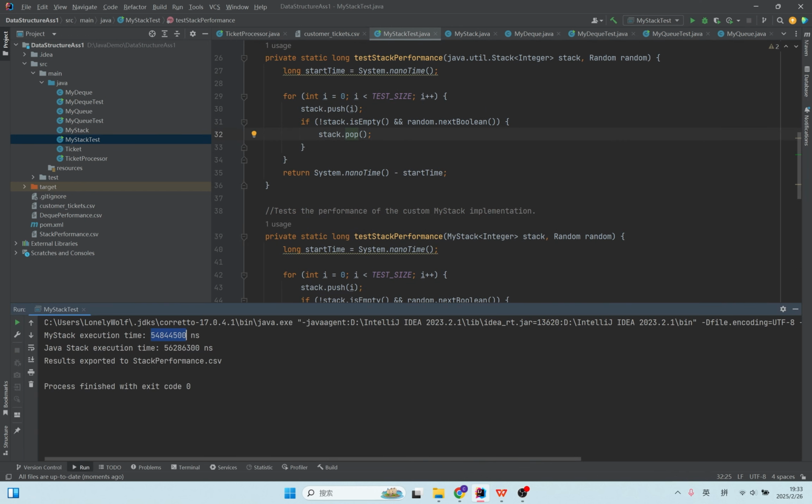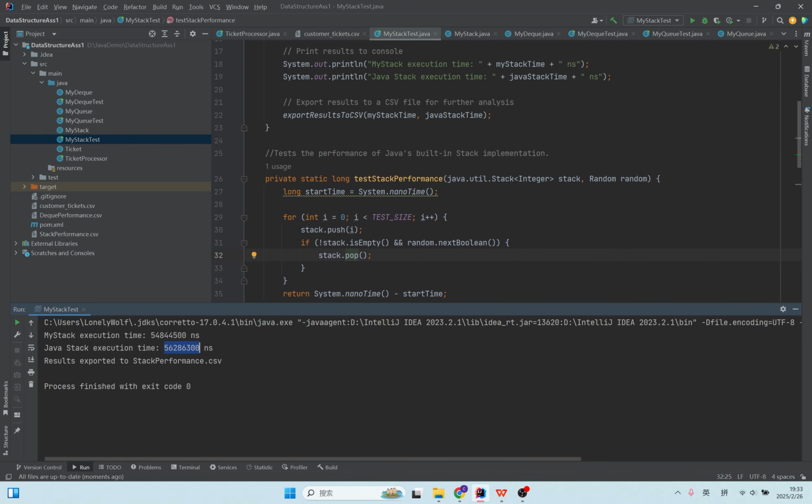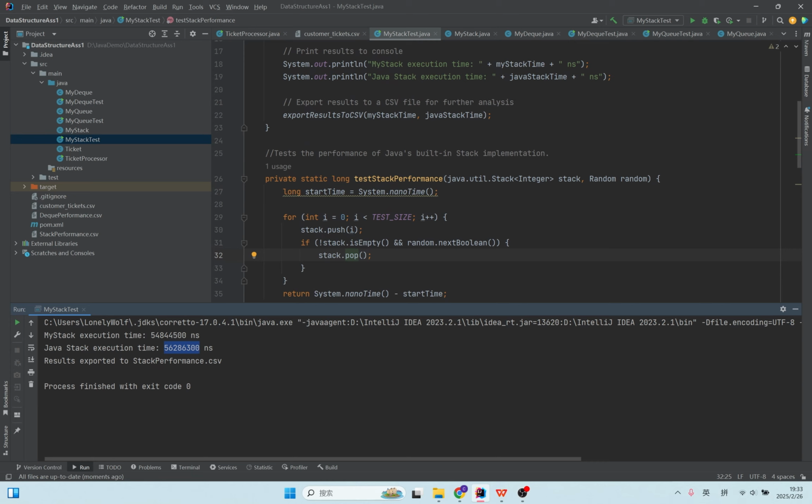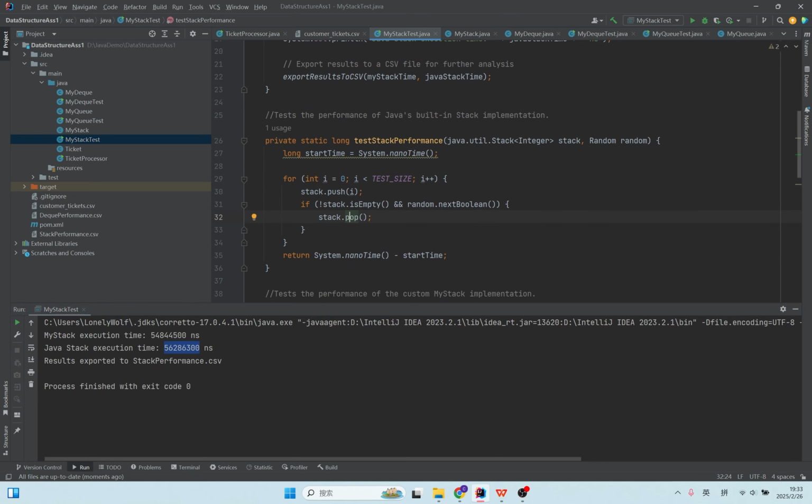Okay, it seems that our stack is even better than the Java official stack when we push and pop for 1 million times.